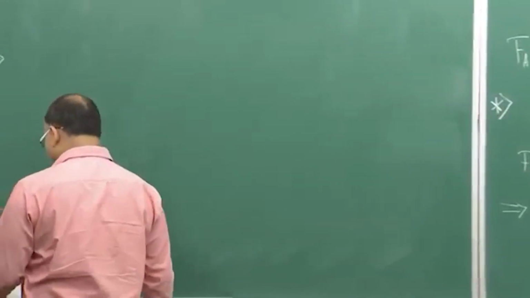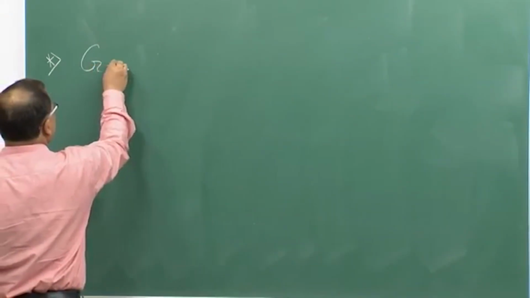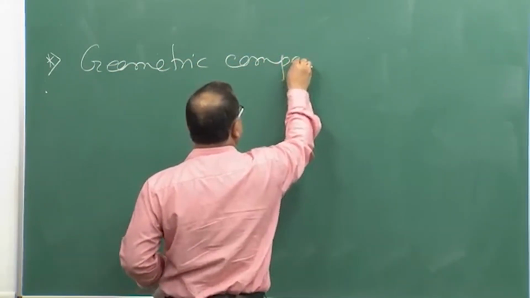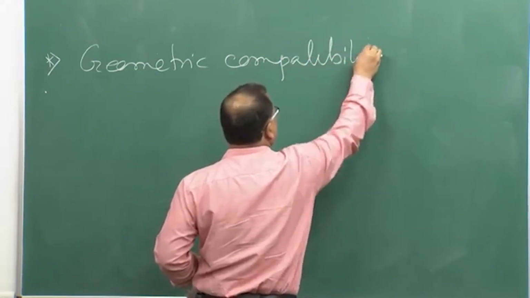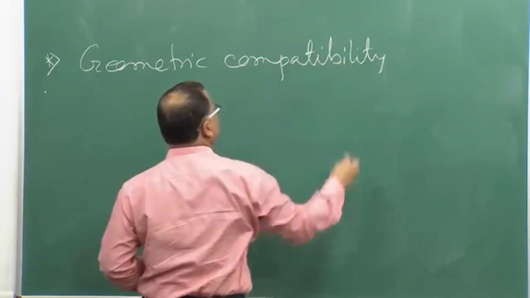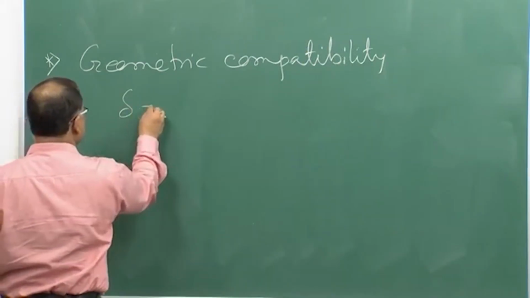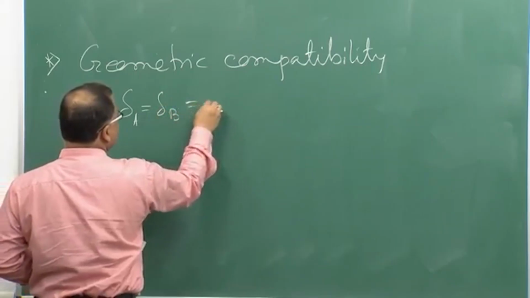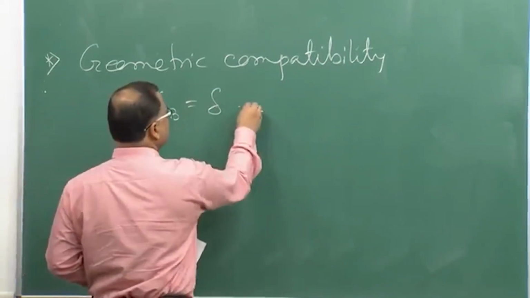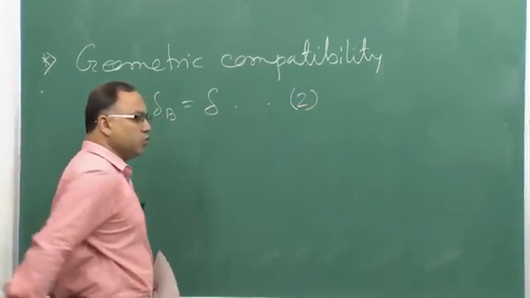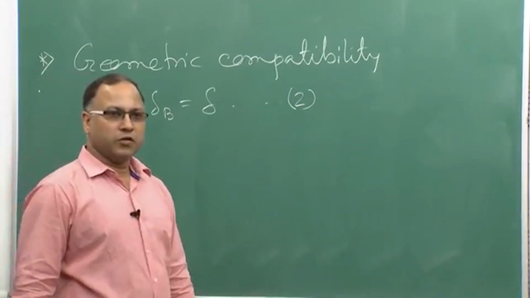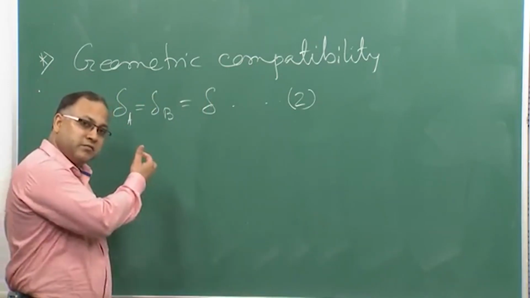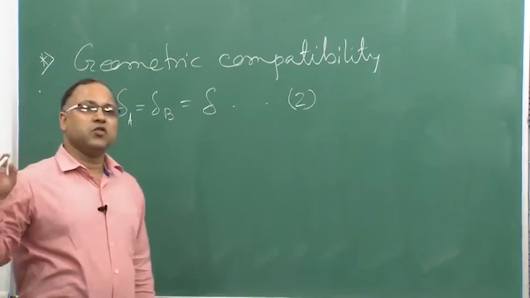Okay. So, what can I write? Your geometric compatibility says that delta A must be equal to delta B must be equal to delta. I call this equation 2, agreed. I hope there is no problem. So, you have to identify this geometric fit. So, the second step is over.